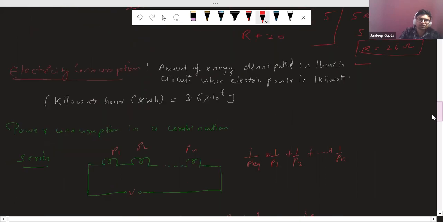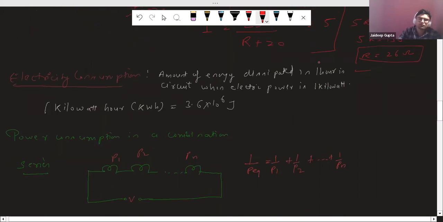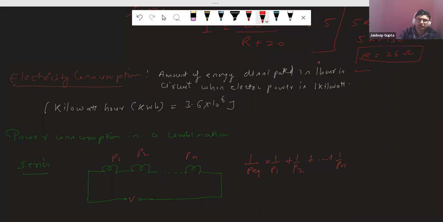Now, electricity consumption, that is the kilowatt hour. It is the amount of energy dissipated in 1 hour in a circuit when the electric power is 1 kilowatt. So 1 kilowatt hour equals 3.6 into 10 to the power 6 joule. It means the amount dissipated in 1 hour when the electric power is 1 kilowatt. That is electrical consumption.